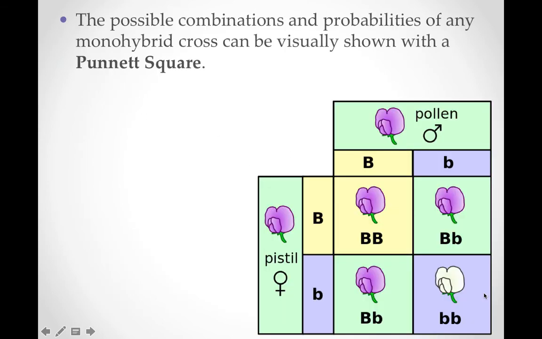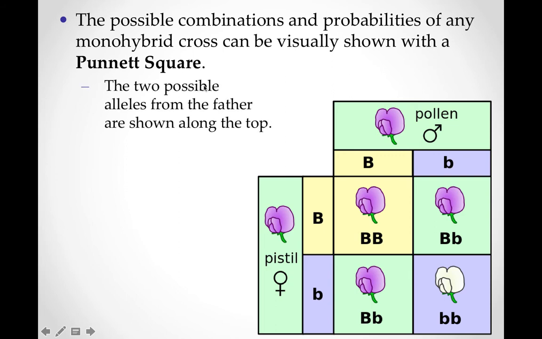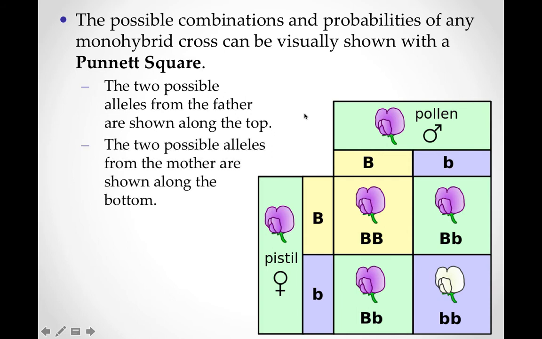So, the possible combinations and probabilities of a monohybrid cross can be shown with a Punnett square. You probably haven't seen these since high school, but here we go. So, what we have is the male pollen and the female pistil. So that's the way we do it. The 2 possible alleles from the father are shown along the top. So we always put the father on the top, the mother on the side. Okay? And the 2 possible alleles from the mother are shown along the bottom, or essentially the side here.